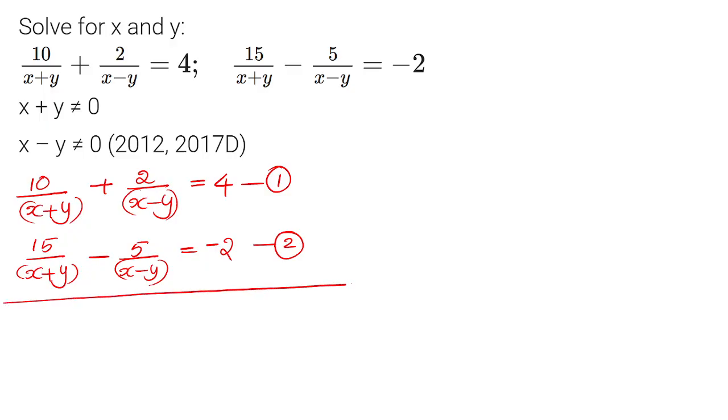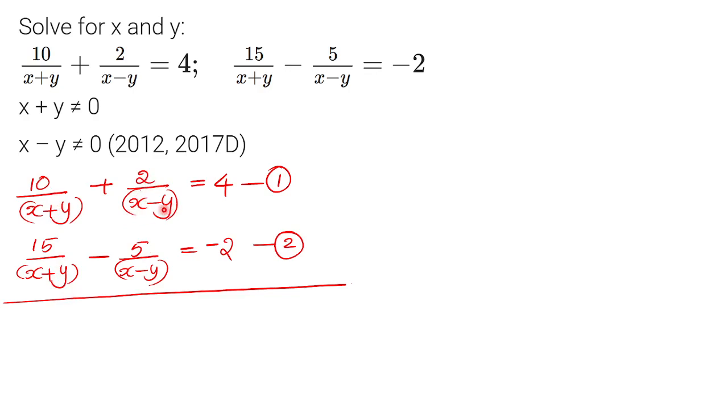Okay, it appears to be a tough one, but I try to eliminate 10 by x plus y and 15 by x plus y. They are different terms. By addition or subtraction, it will not be eliminated.